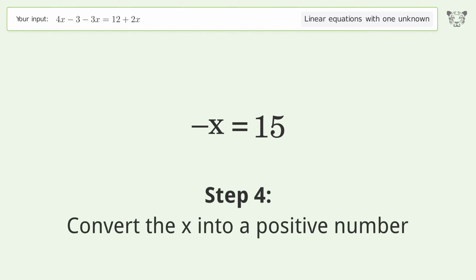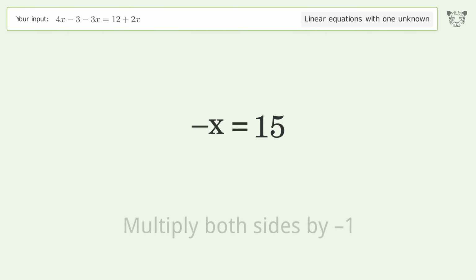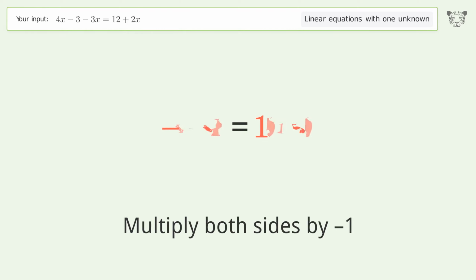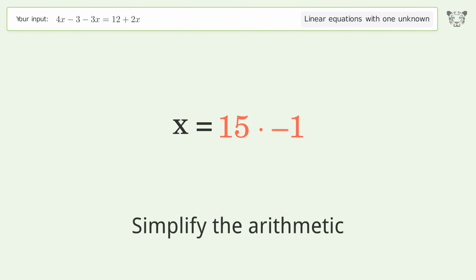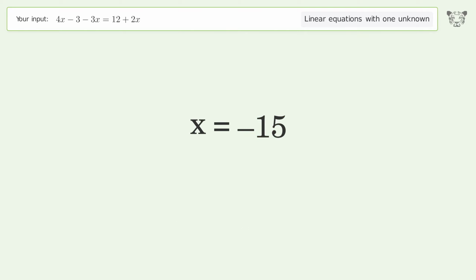Convert the x into a positive number. Multiply both sides by -1. Remove the ones. Simplify the arithmetic. And so the final result is x equals -15.